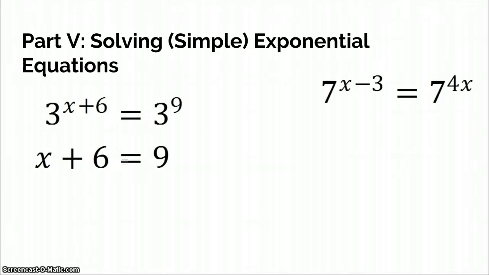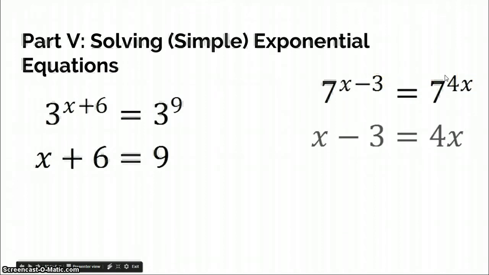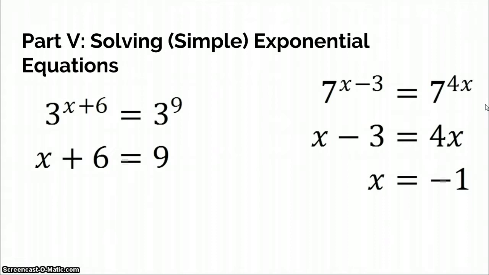Hopefully, as you were doing that, you noticed we again have the same base, 7 and 7, which means the exponents are also equal to each other. So x minus 3 equals 4x, just like that. And then from there, it's just a matter of solving the equation like we've talked about before. You'll subtract the x from both sides, get negative 3 equals 3x, divide both sides by 3, and you should end up with x equals negative 1.